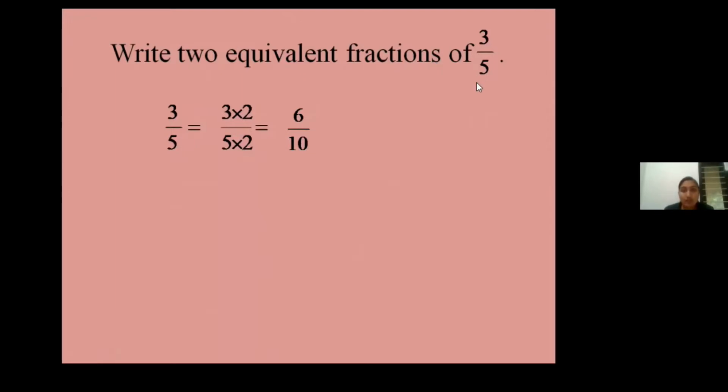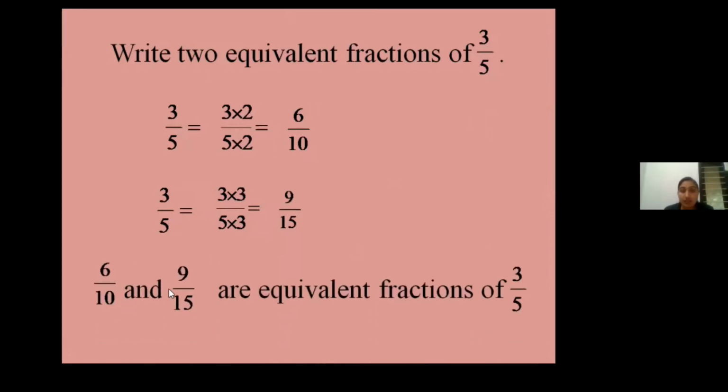Now I take another number, 3. Again we rewrite the fraction, that is 3 by 5. Both the numerator and denominator we have to multiply with 3. That is 3 into 3 by 5 into 3. 3 into 3 is 9, 5 into 3 is 15. So 6 by 10 and 9 by 15 are equivalent fractions of 3 by 5.